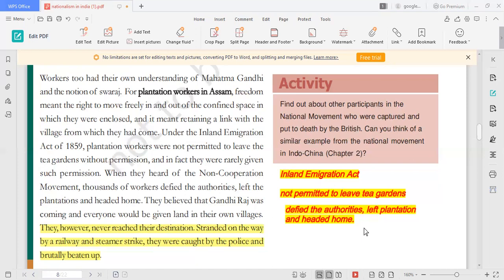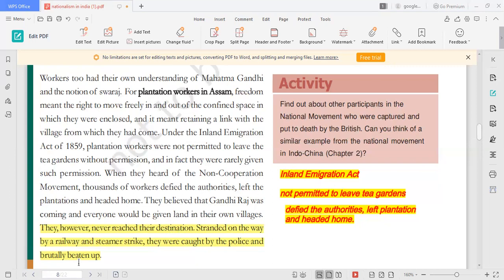Farmers they were, but they could not reach their home. On the way, when they were waiting in the railway station, they were caught by the police and brutally beaten up by the British government.